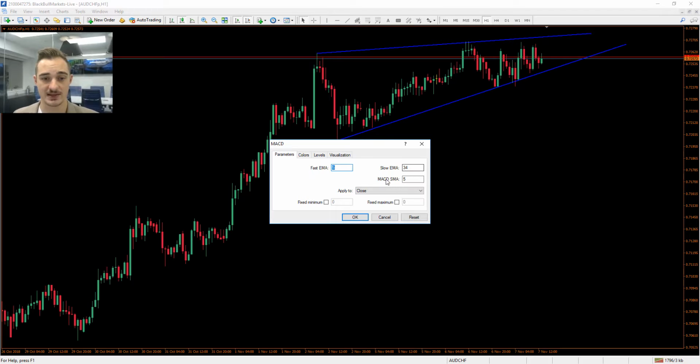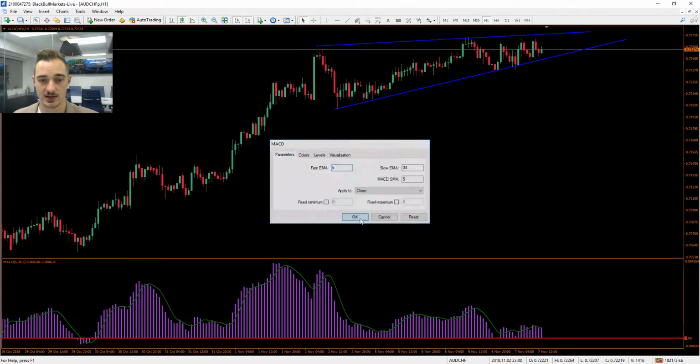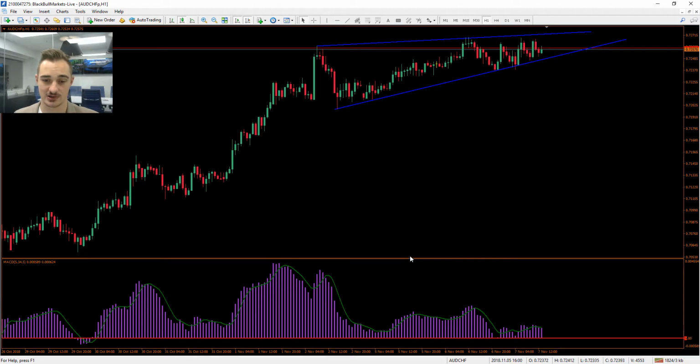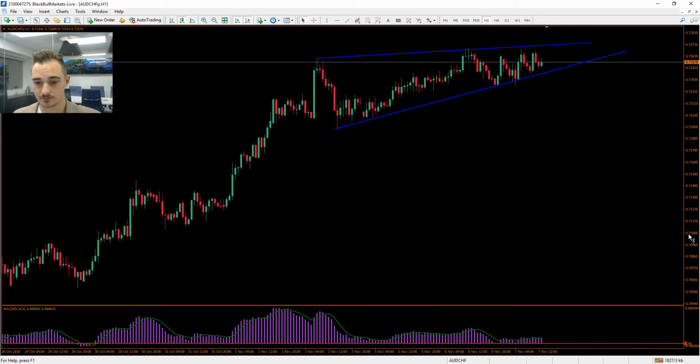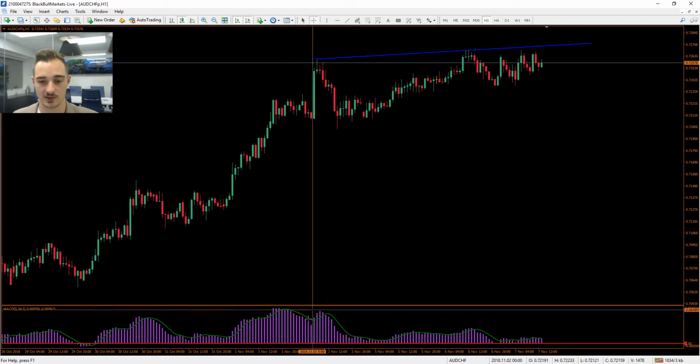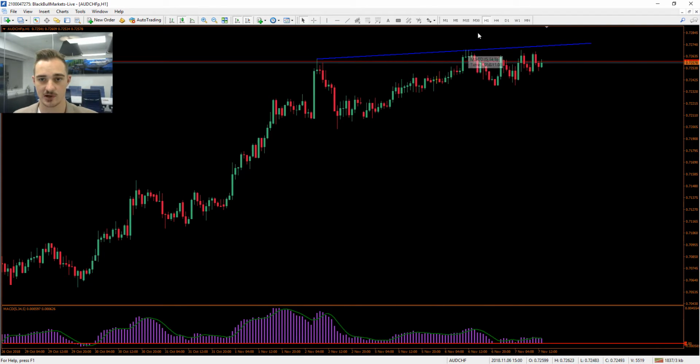For now we've got the fast EMA, which is our 5, the slow EMA, which is our 34, and a MACD SMA, our simple moving average for the MACD, which is a 5, and we apply it to the close. I just like the colors, but you can set the colors to anything you want. You can see we do have this divergence. We've got this trend line moving up, so I'll get rid of this one so you can see what I'm talking about. It is on par with these boxes at the bottom, and you can see here that we do have a divergence.